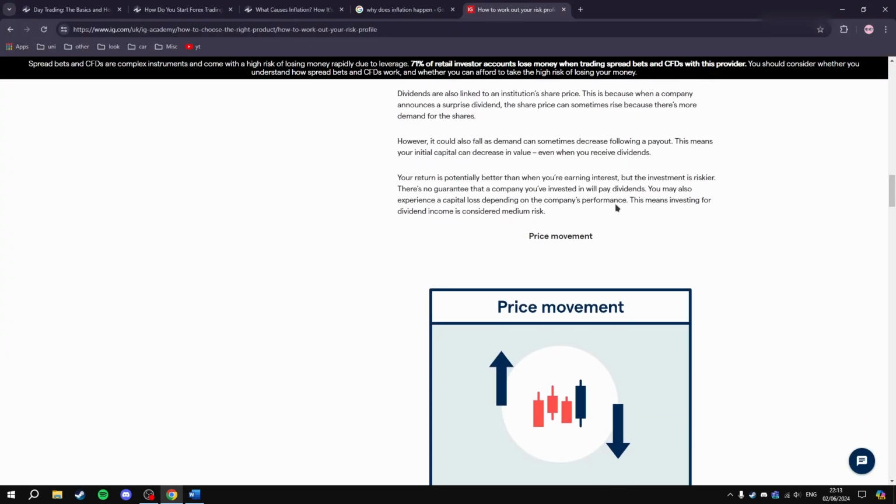Dividends are also linked to an institution's share price. This is because when a company announces a surprise dividend, the share price can sometimes rise because there's more demand for the shares. However, it could also fall as demand can sometimes decrease following a payout. This means your initial capital can decrease in value even when you receive dividends.